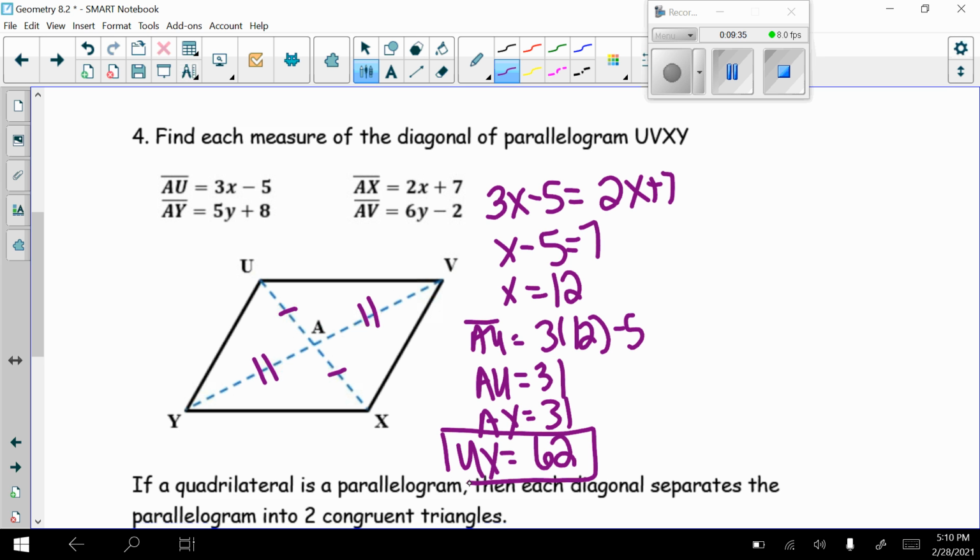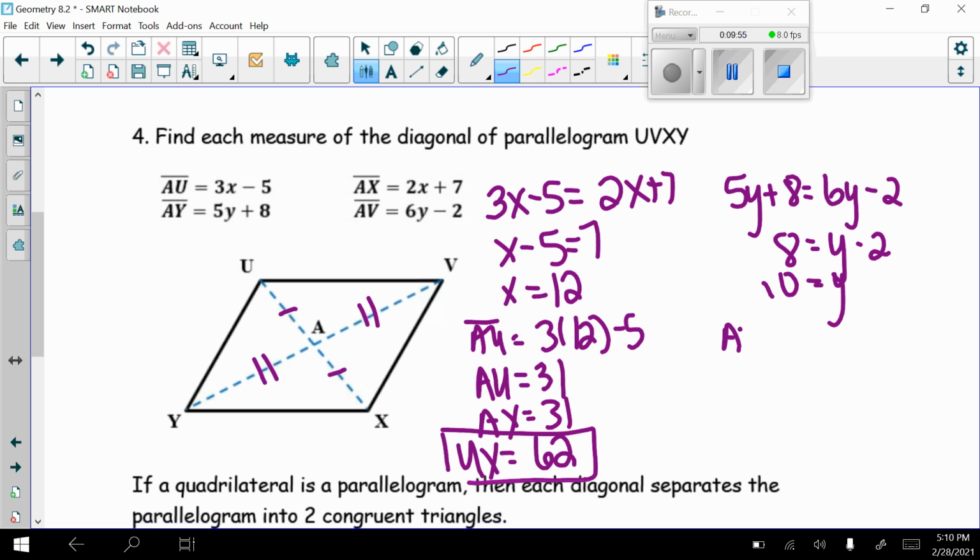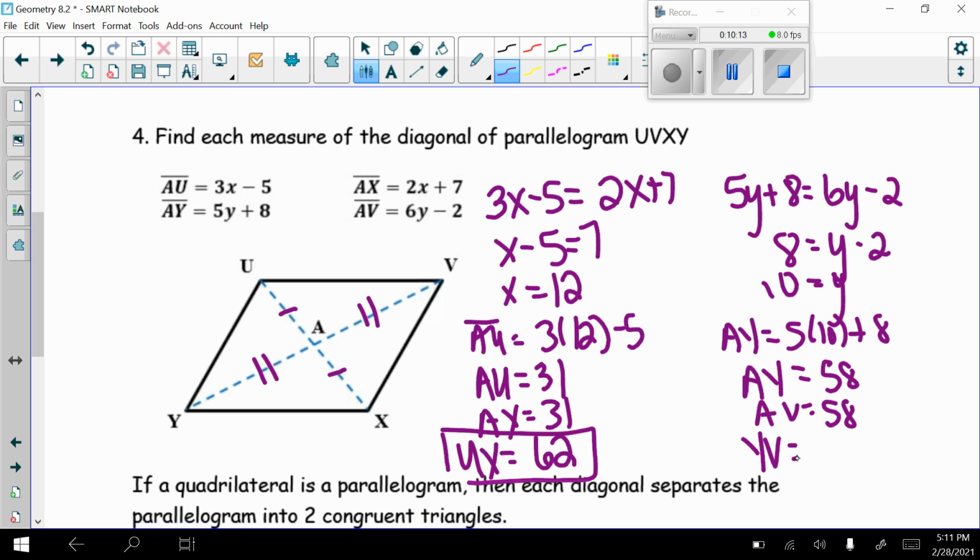So now I need to do YA and VA. So 5y plus 8 is equal to 6y minus 2. Subtract 5y from both sides, so I get 8 equals y minus 2. Add 2, so I get y is equal to 10. So let's see, plug that in. AY is going to be 5 times 10 plus 8. So 5 times 10 is 50. 50 plus 8 is 58. So AY is 58, and that means that AV is also 58. But it asks for the diagonal, so YV is the entire diagonal. So 58 plus 58 is 116.